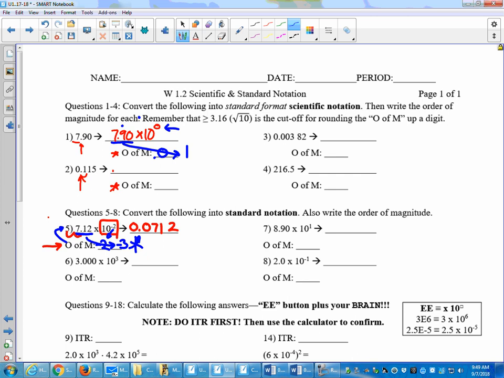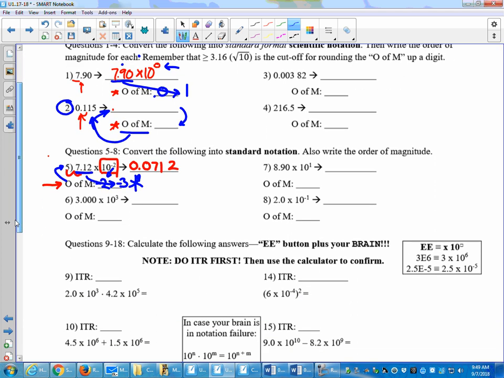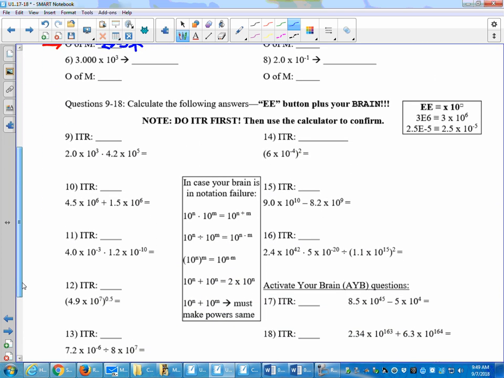Good. Just beware, as a warning, we'll go back to question 2 up here. When you decide order of magnitude, you must be looking at your number in standard scientific notation. So if you came over here and put like a 0.115 times 10 to the 0, well, that's not what we're looking for. You need to move the decimal, make it standard scientific, and then from that you can determine your order of magnitude. All right, come down to questions 9 through 18.